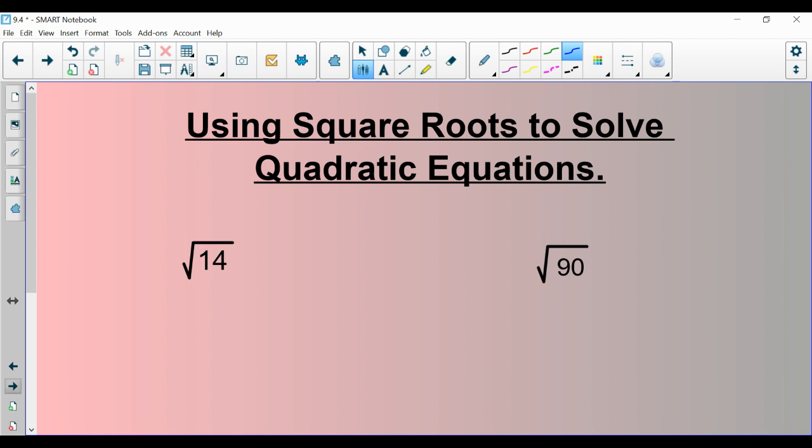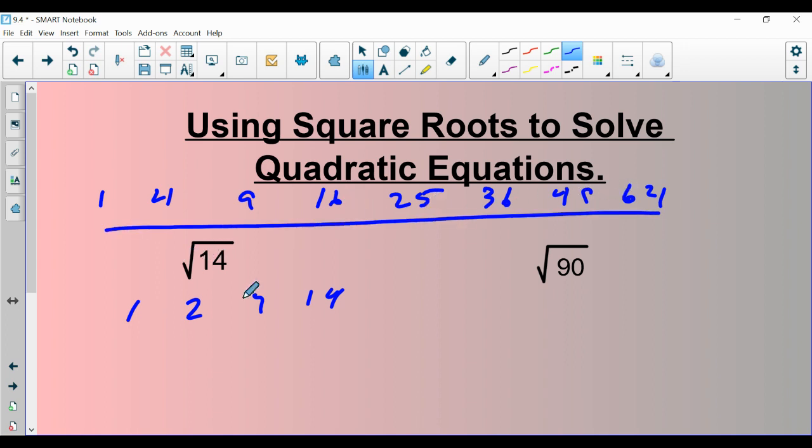Let's try a couple more. I'm going to rewrite the factors: 1, 4, 9, 16, 25, 36, 49, 64. Now the square root of 14. What are the factors of 14? 1, 2, 7, and 14. What you're going to find out about the square root of 14 is none of these numbers up here in this list are factors of 14 except for 1, and 1 doesn't really count. So the square root of 14 is actually simplified, and I would want you to have that as your answer, not the decimal approximation for it.